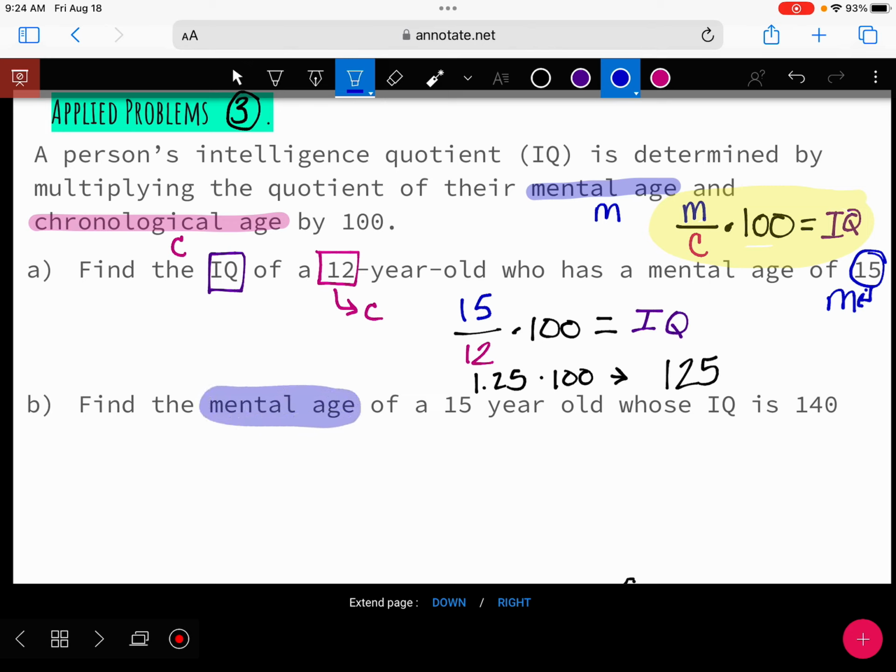There we go. So we need to find the mental age. That means that's going to be our variable that's left over. Of a 15-year-old who has an IQ of 140. So fill in the pieces we have. I don't know the mental age. I do know their chronological age is 15, times 100, equals 140.